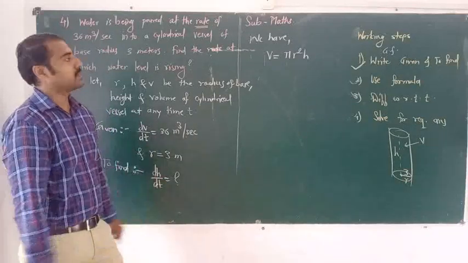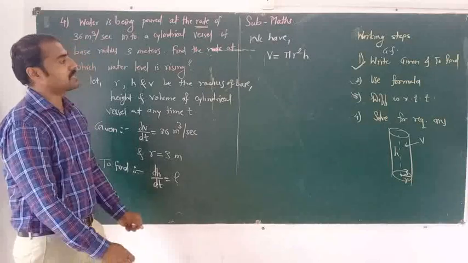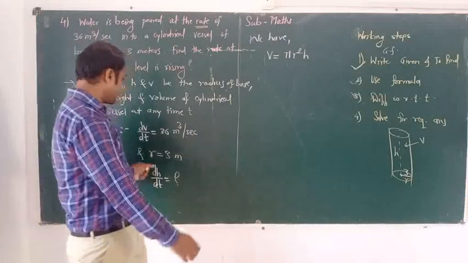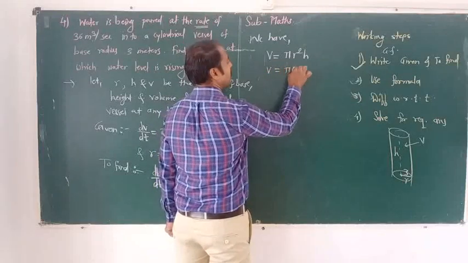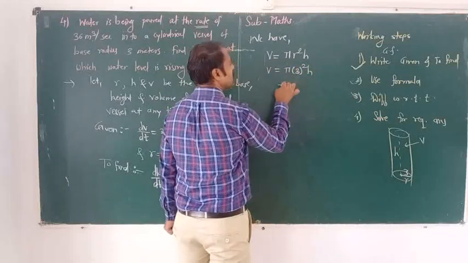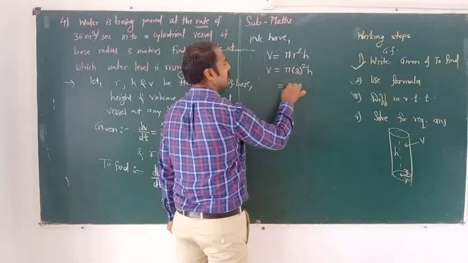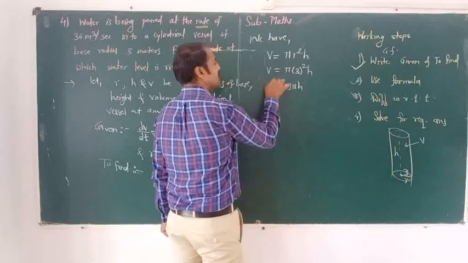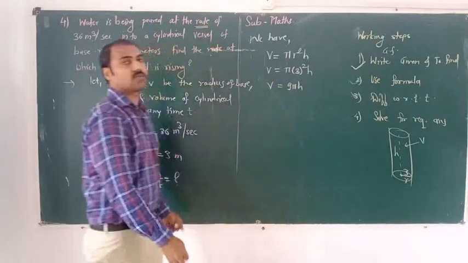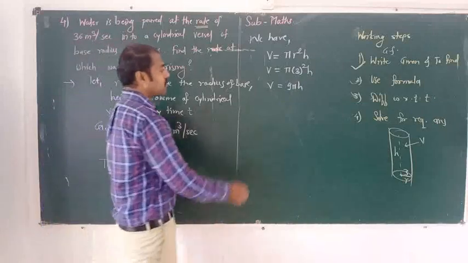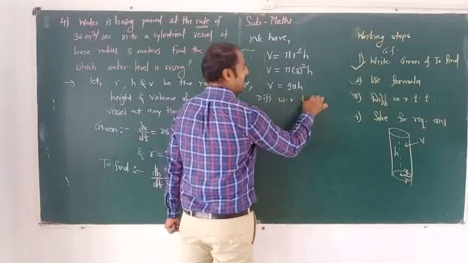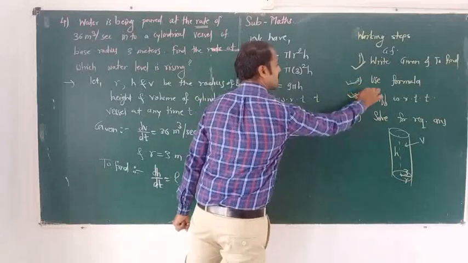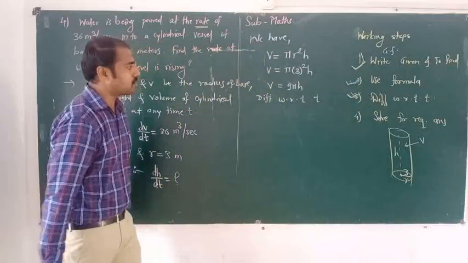So remember this formula. Volume of the cylinder is equal to pi r square h, but it is given that r is equal to 3. So V is equal to pi into 3 square h, which is equal to 9 pi h. The formula is V is equal to 9 pi h. Now third step, differentiate with respect to t.